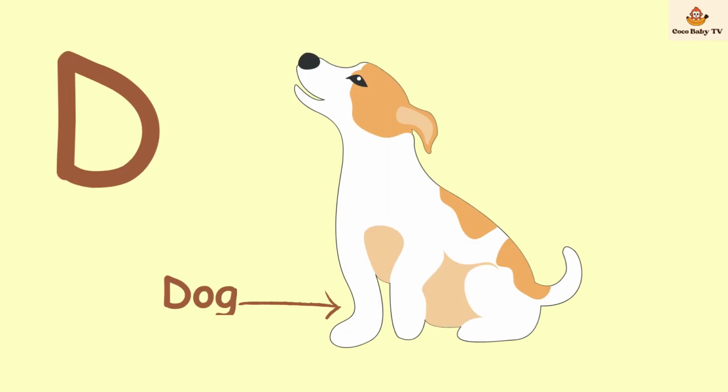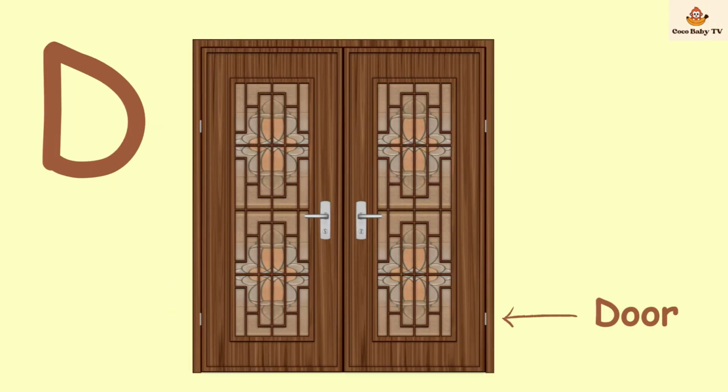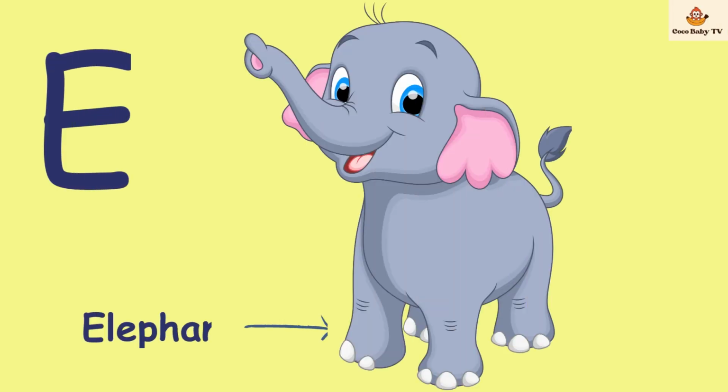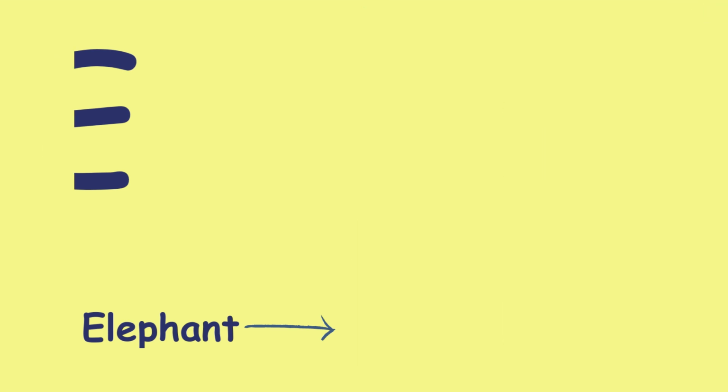D is for dog. D is for door. Dog enters the door. E is for elephant.